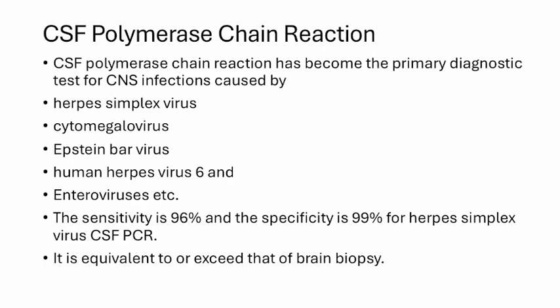Now CSF polymerase chain reaction has become the primary diagnostic test for CNS infections caused by herpes simplex virus, because we know that encephalitis is mainly caused by virus. We cannot culture virus, right? It is a very difficult, very cumbersome procedure to isolate virus from culture. So what do we do? We do CSF. It tells us in most of the cases that it is encephalitis. The second, most important investigation in viral encephalitis is CSF PCR. PCR you have to do to find the exact virus.